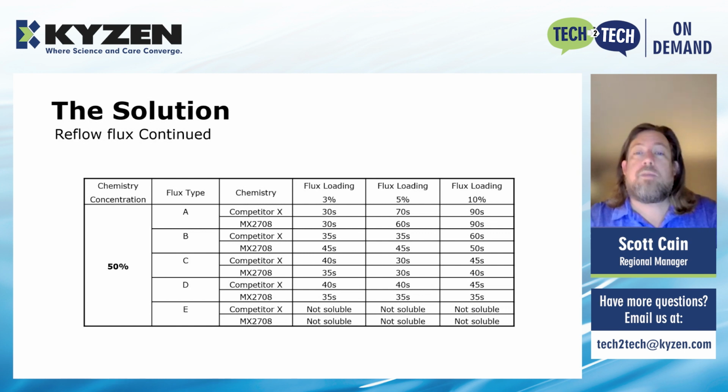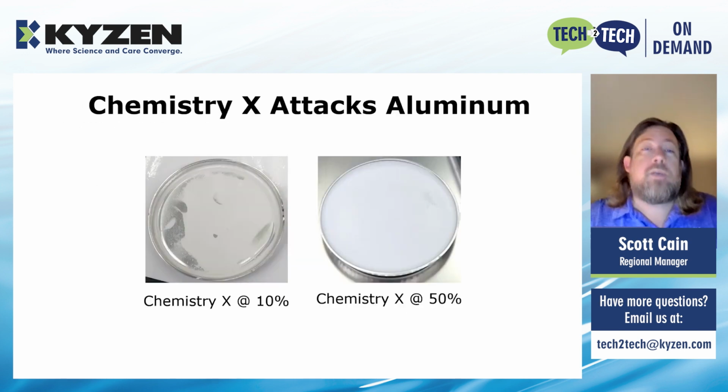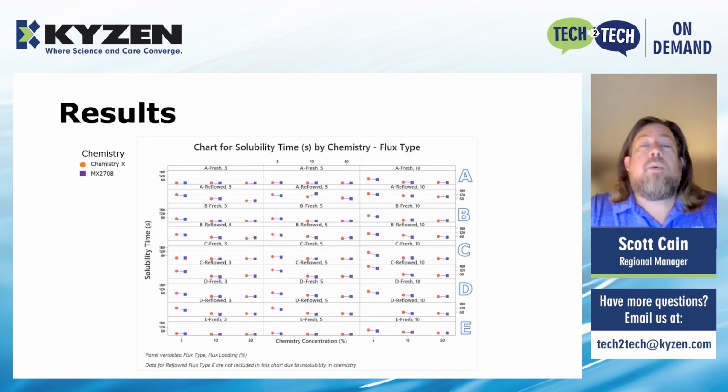So this provides the customer a lot of really good information to make a determination based off of which flux they're using, how loaded it is, what the chemistry concentration is, et cetera, to figure out what's going to be best for their throughput. And as we said, the chemistry actually attacks aluminum, and that's really important because they did not know this going into it, and there's some stuff in the applications that may be affected. And so what we did is we took all the information and charted it out for the customer.